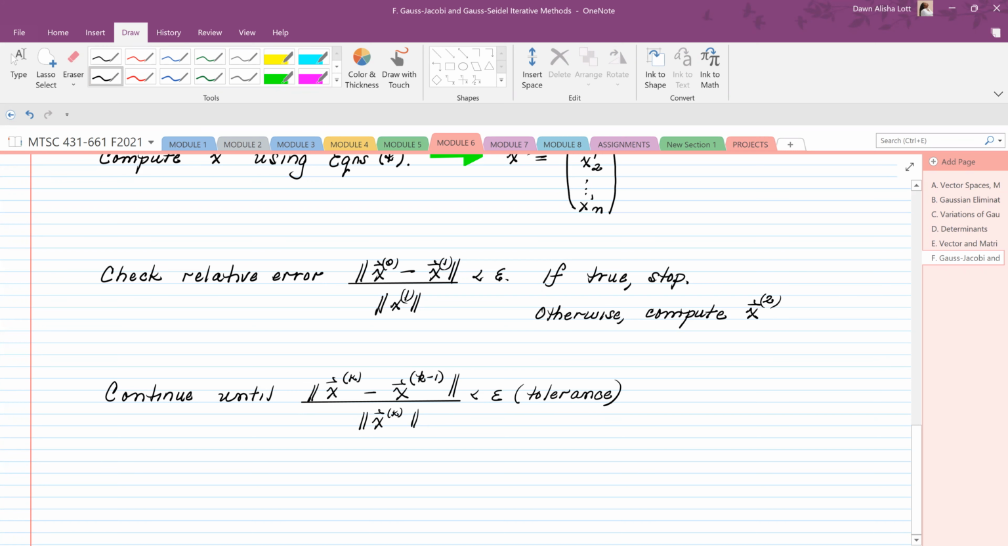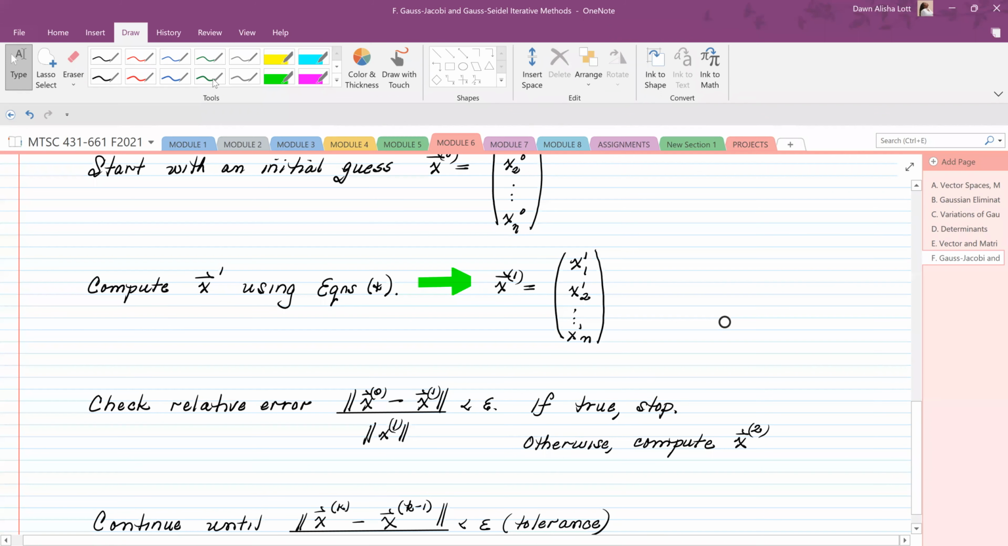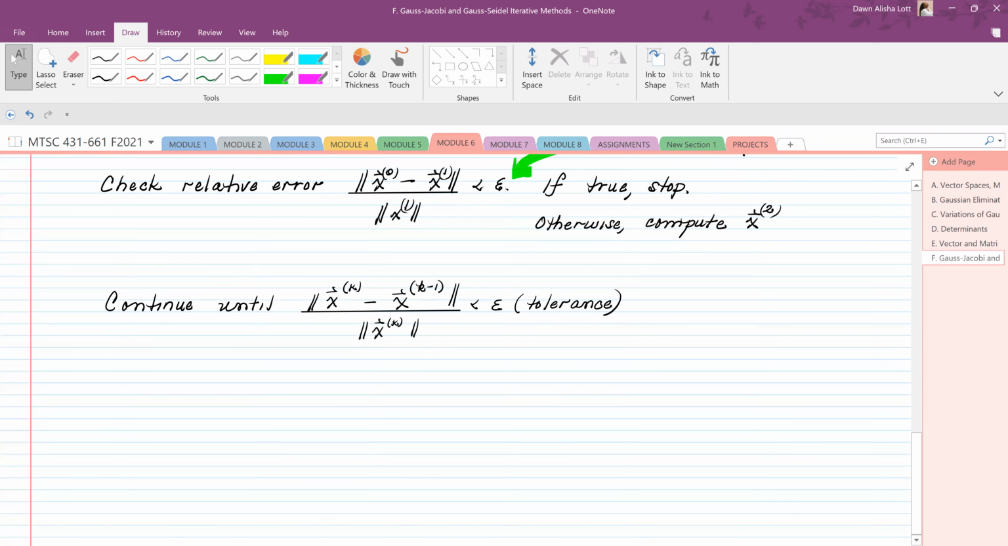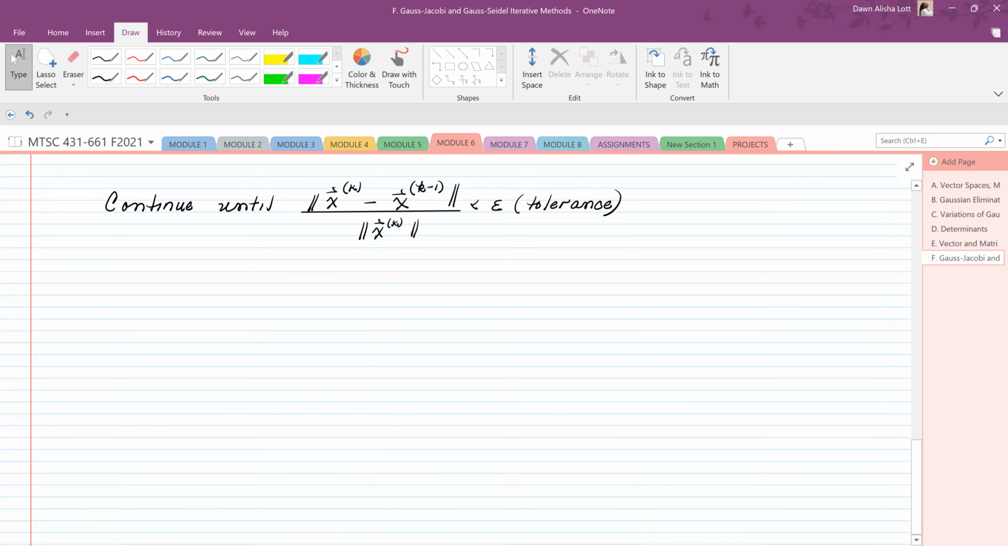The smaller epsilon is, the longer your iteration will proceed. So again, here epsilon, that's my tolerance. Okay, so this is a really nice method that works. Here is the algorithm.